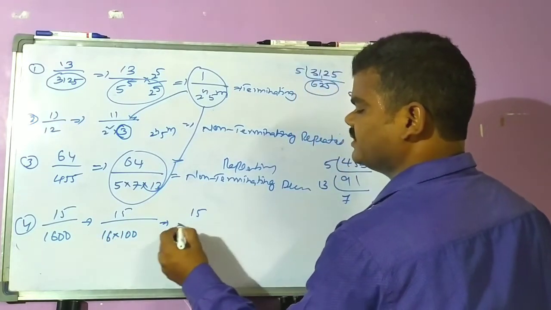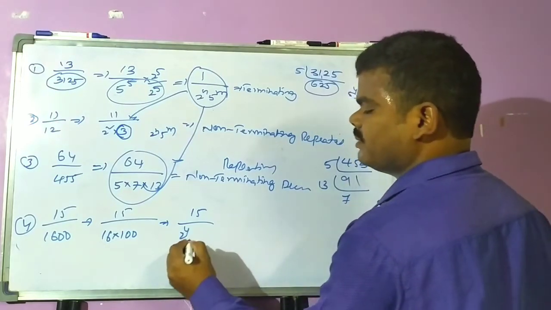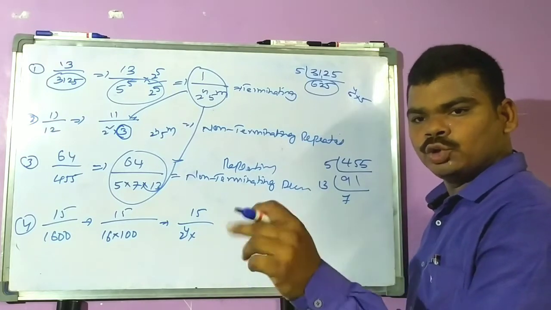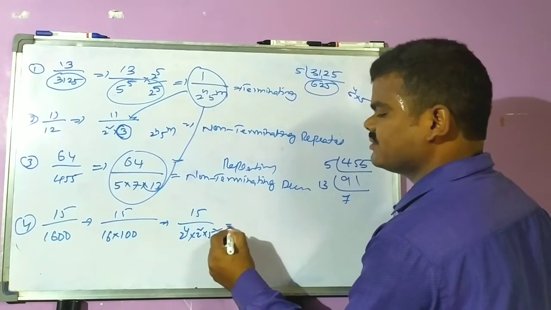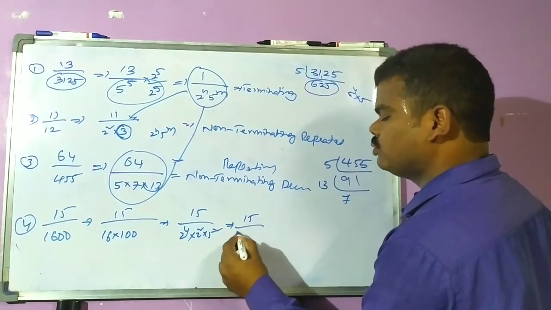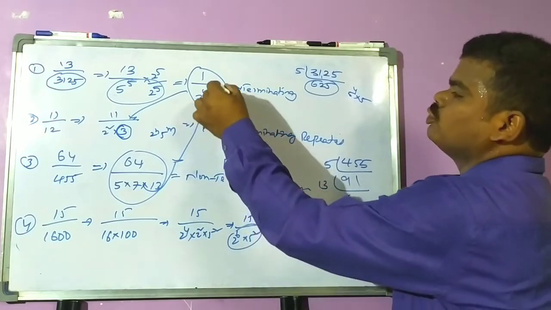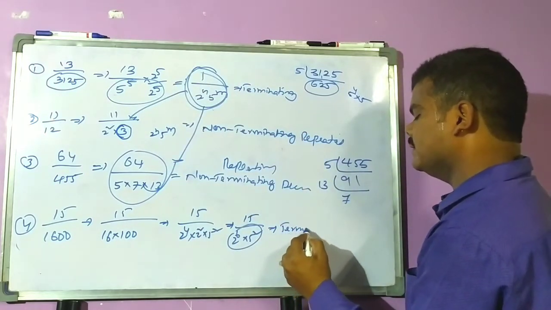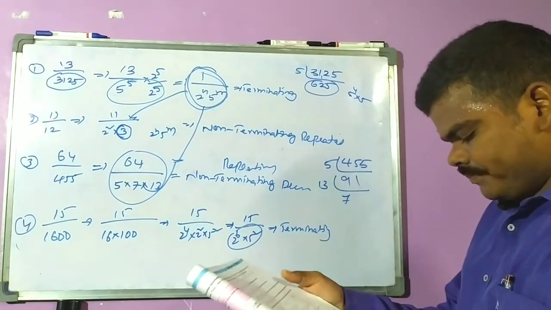15 by 16 can be expressed in 2 power 4. 100 can be expressed as 10 square, that is 2 into 5 whole square, which means 2 square into 5 square. So this is 15 by 2 power 6 into 5 square. It is in the form of 2 power n into 5 power m. This is a terminating decimal expansion.